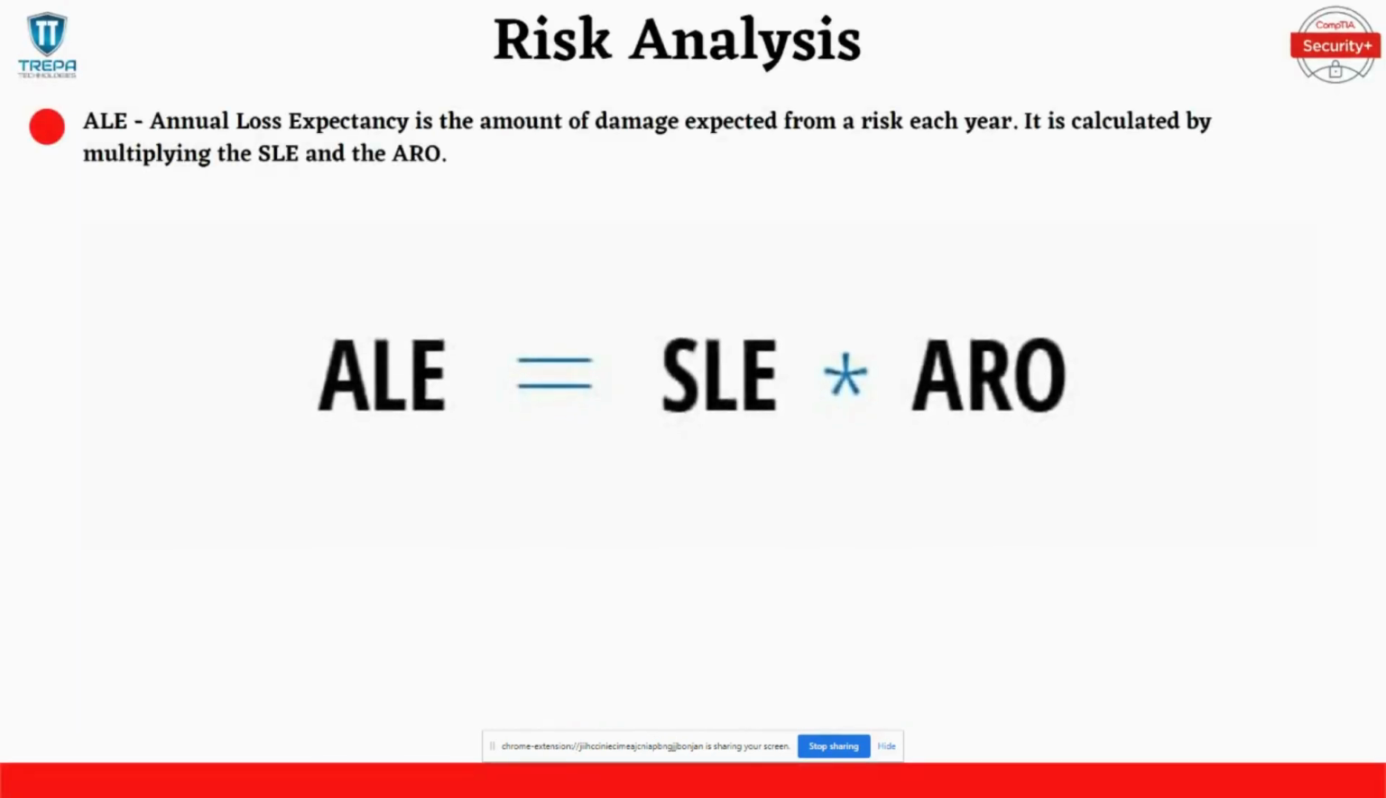And then we have the ALE, the annual loss expectancy. This is the amount of damage expected from a risk each year. And again, this is a dollar amount, and it's calculated by multiplying the single loss expectancy with the annual rate of occurrence. So if our SLE is 40,000 and our ARO is 0.5, our ALE is 20,000. Some quick math, right?